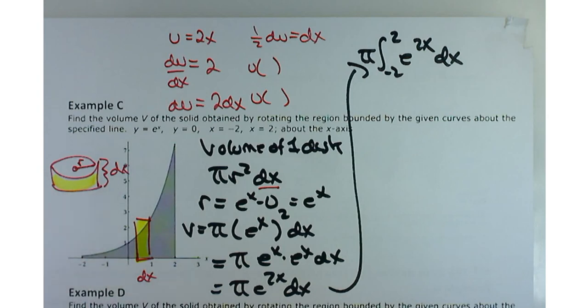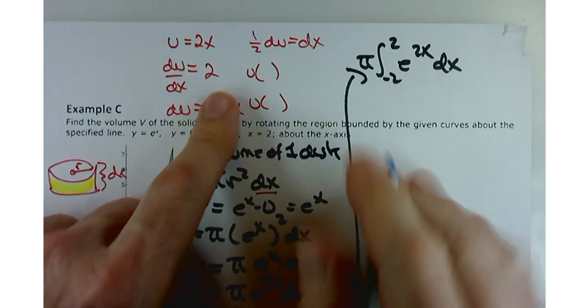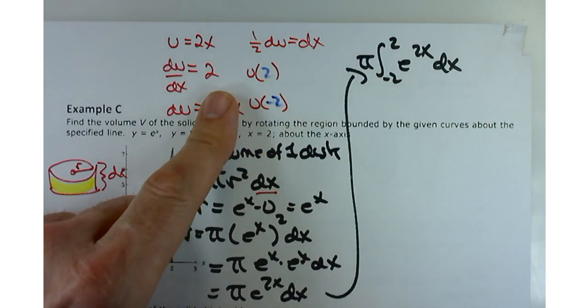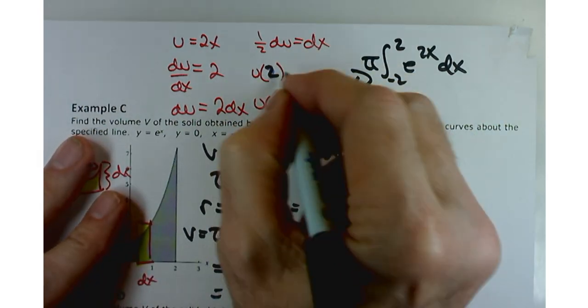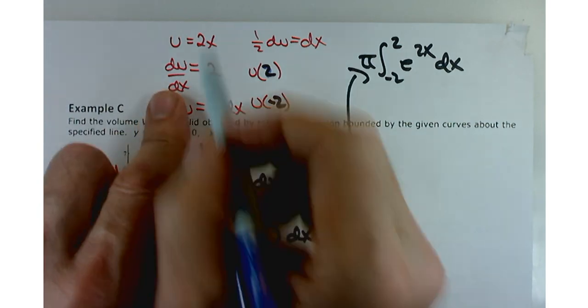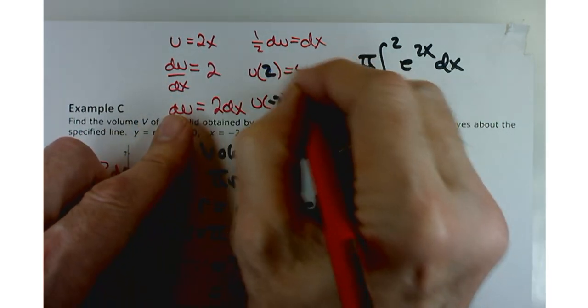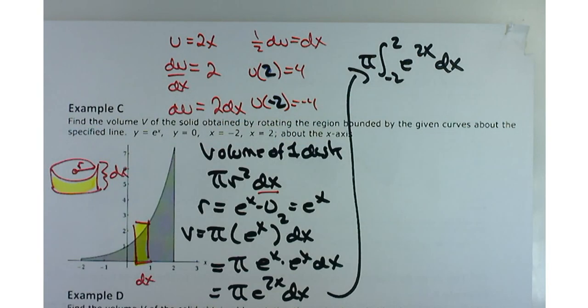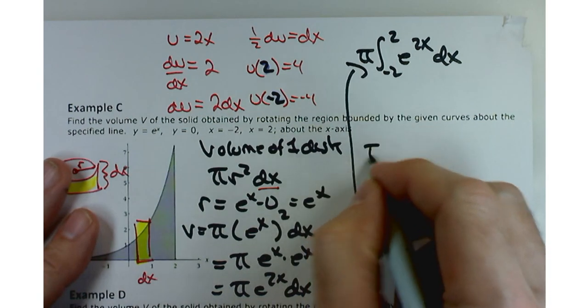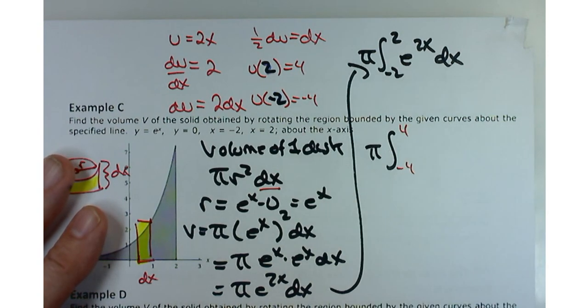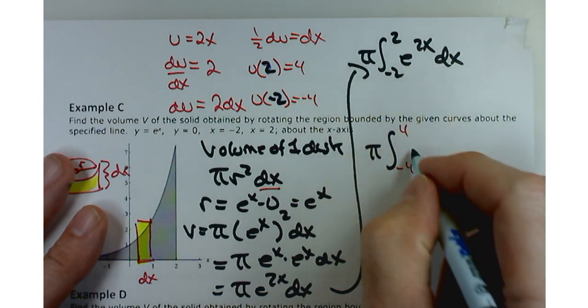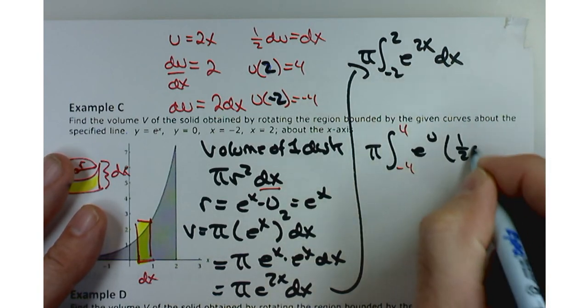So I want to know what happens when x equals 2 and -2. u of 2 would be 2 times 2, which is 4, and this would be -4. The nice benefit about changing your limits of integration is that you don't have to look back in terms of x. We're done with x. It's gone. This is going to be the integral from -4 to 4 of e to the u times 1/2 du.